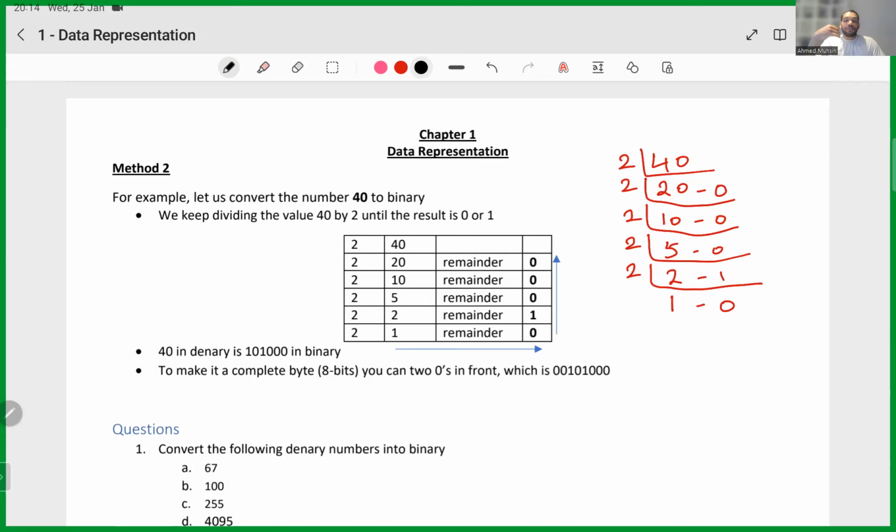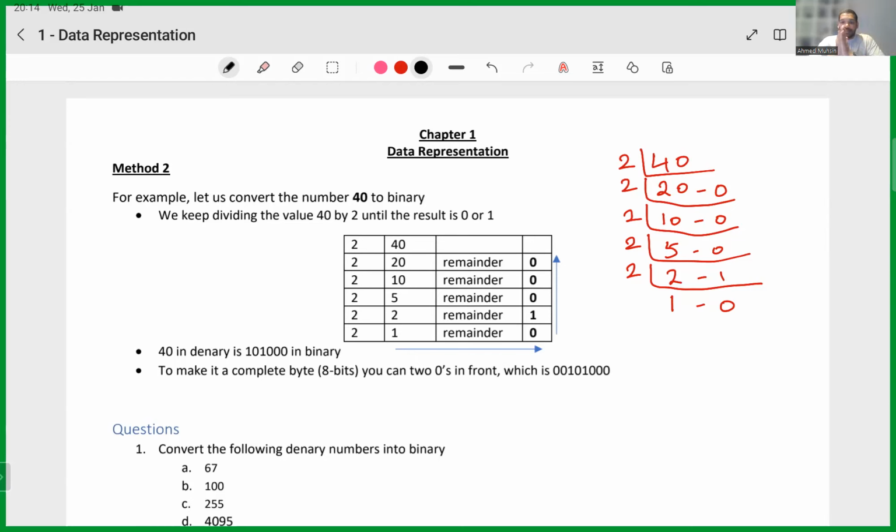Now we have to start writing our answer. We did the working, now we start writing our answer. I forgot to mention one more thing: you cannot divide anymore once you have come to the bottom point. Once you reach 1, that's it, you cannot divide any further.